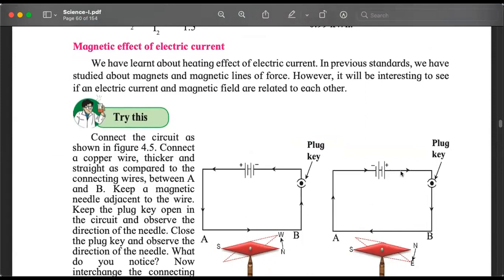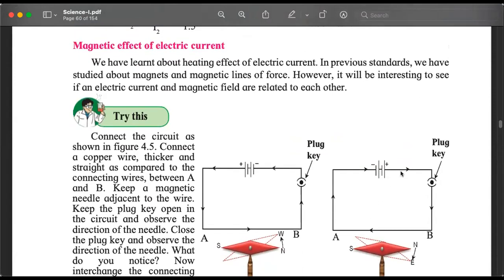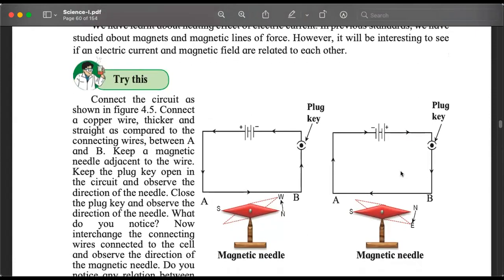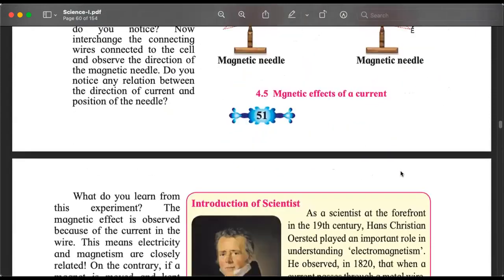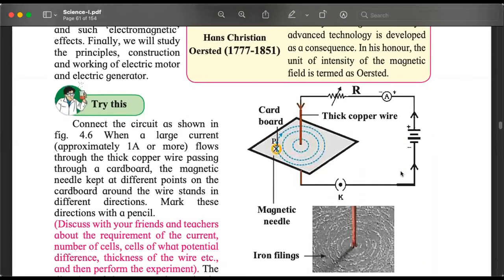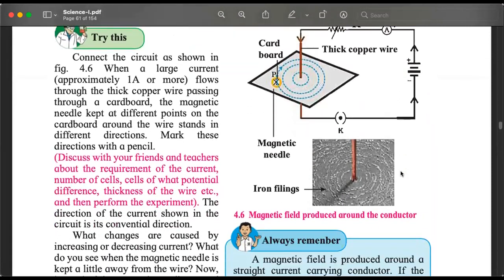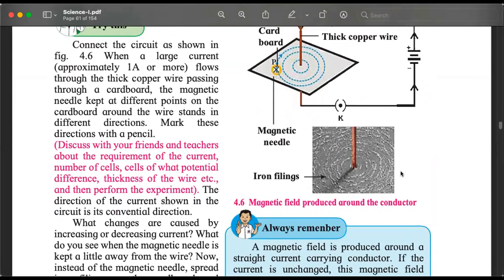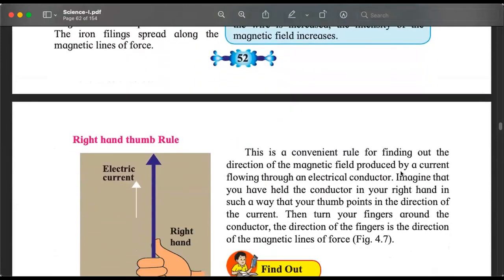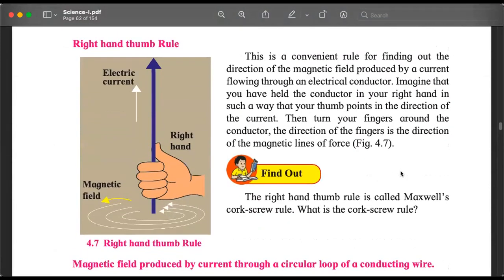Then we studied about the magnetic effect of electric current, where we understood that if a current carrying conductor is placed in a magnetic field, then it experiences a force. Right? And when electric current passes through a conductor, it creates a magnetic field. And because of that, when the current carrying conductor is kept in a magnetic field, it experiences a force. Like poles repel each other, unlike poles attract each other. The direction of the magnetic field is given by the right hand thumb rule.